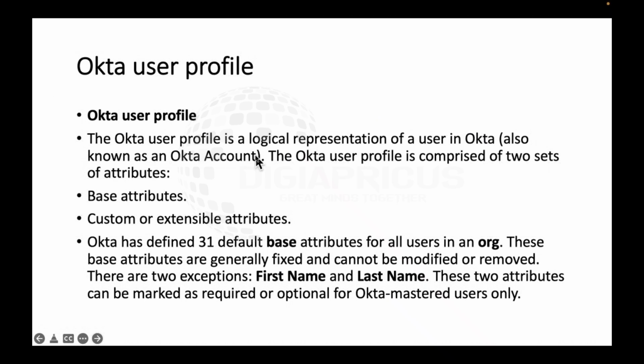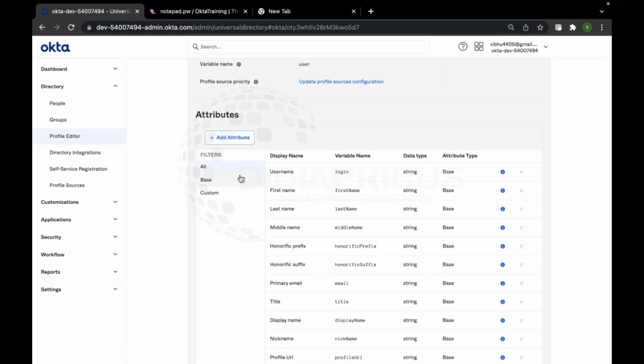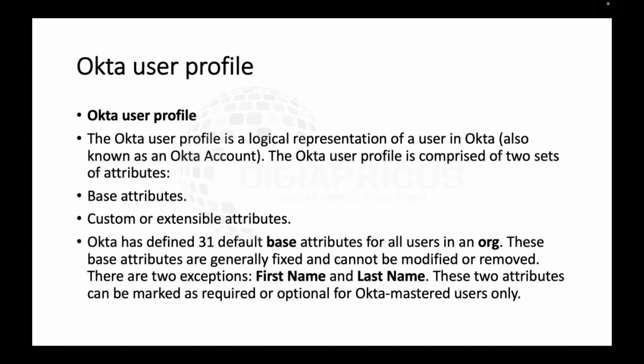There are two types of user profiles. One is the Okta user profile and the other is the application user profile. First we'll try to understand what the Okta user profile is. It's basically a logical representation of a user in Okta, also known as an Okta account. It comprises two sets: the base attributes and the custom attributes.